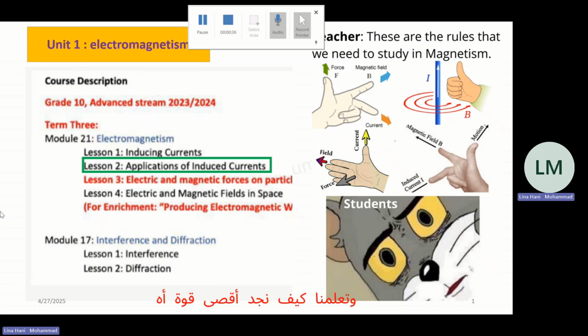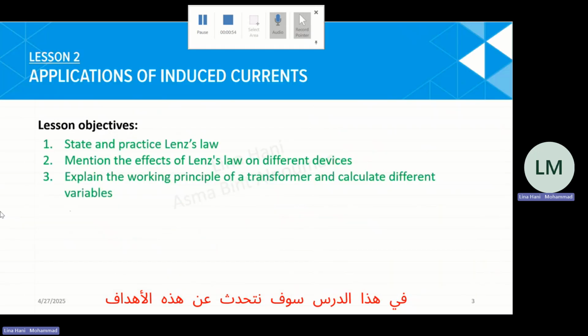After that, we moved on and we learned how to find the maximum power generated by an AC generator, the average power, and the effective electric potential and current values as well. In this lesson, we will talk about these objectives.